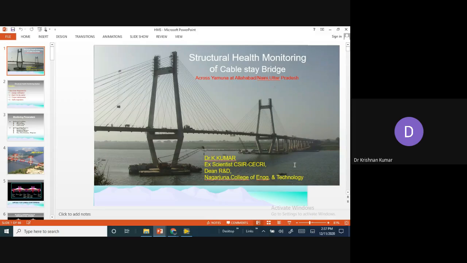So my dear participants, this is the work done for the first time in India, under my leadership. It is still working in Allahabad, sponsored by the National Highway Authority of India.